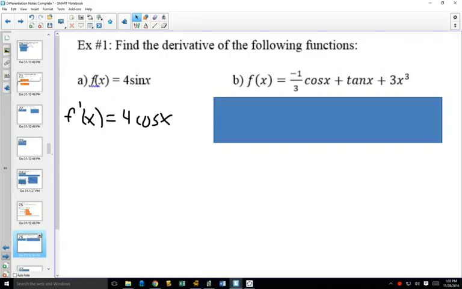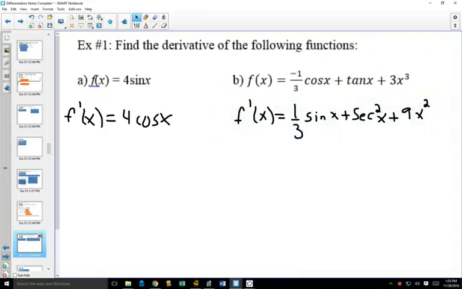The derivative of negative 1/3 cos x plus tan x plus 3x cubed. Well, that would be positive 1/3 sine x, because the derivative of cos is negative sine, plus secant squared x plus 9x squared. So we, again, can do the derivative of each one separately.